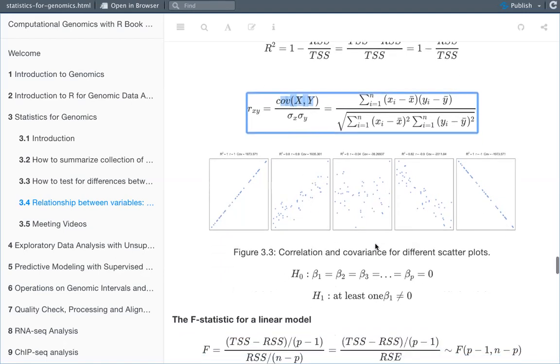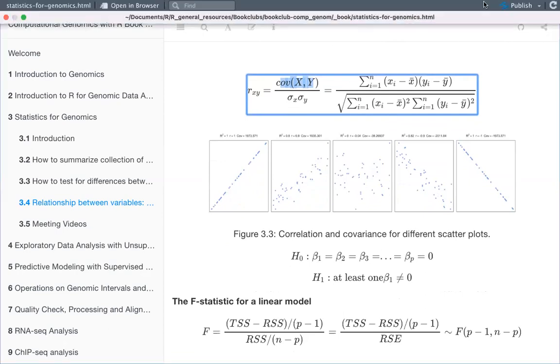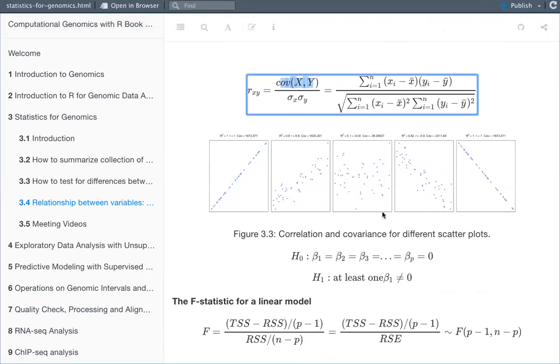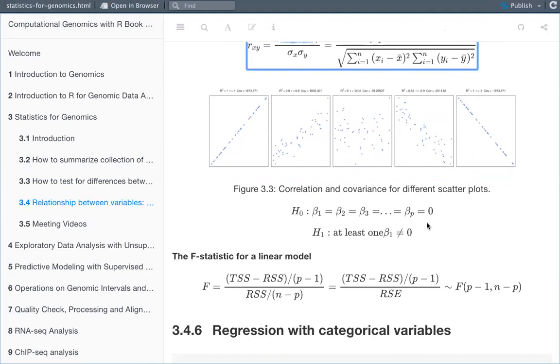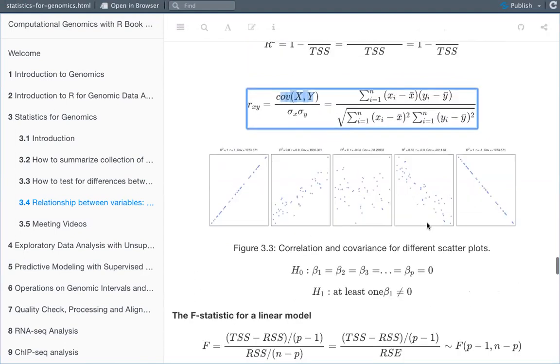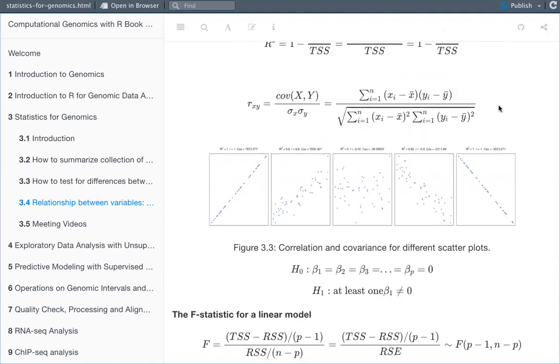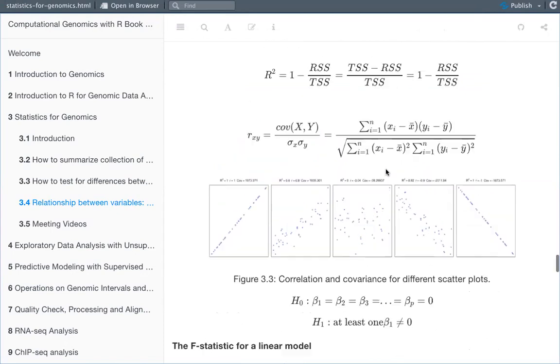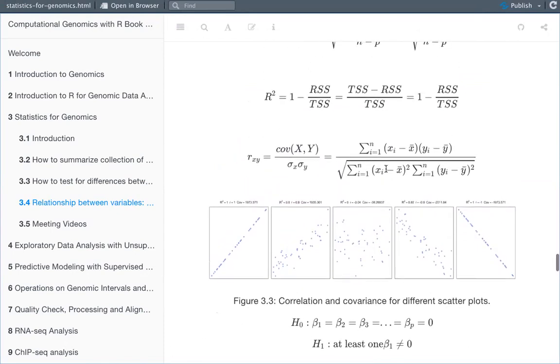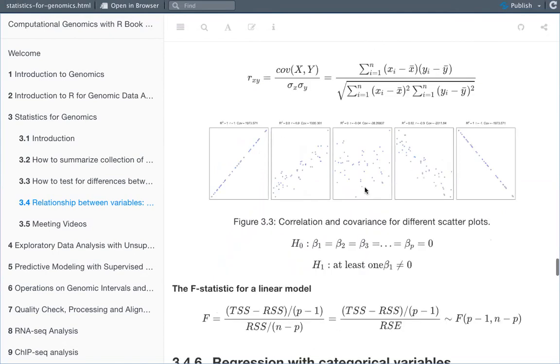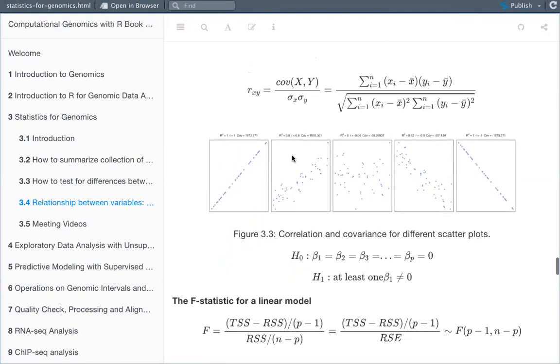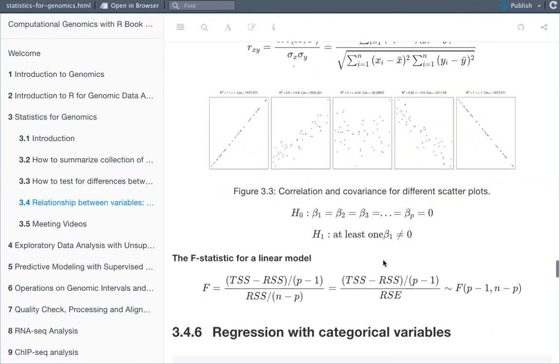There might be some extra thoughts to discuss about the correlation. And I'm not sure about that.